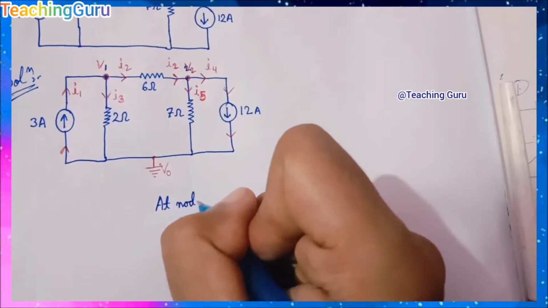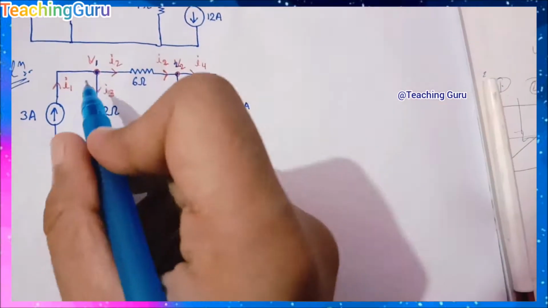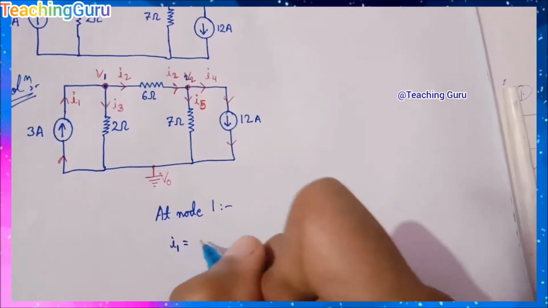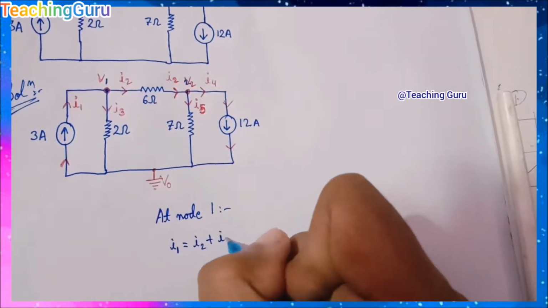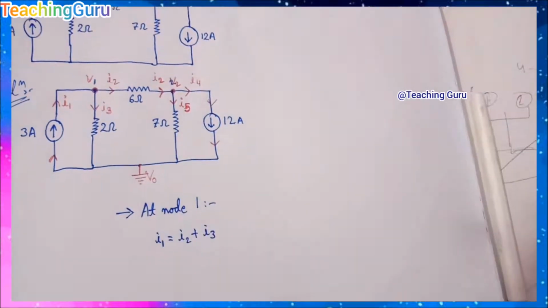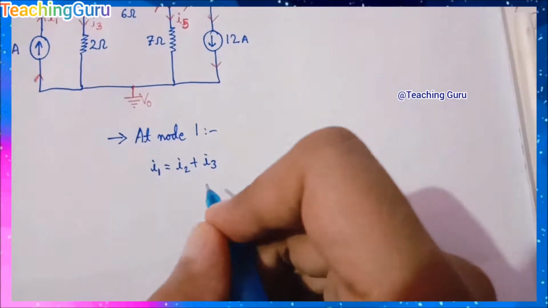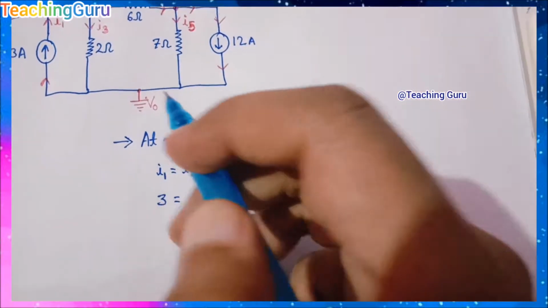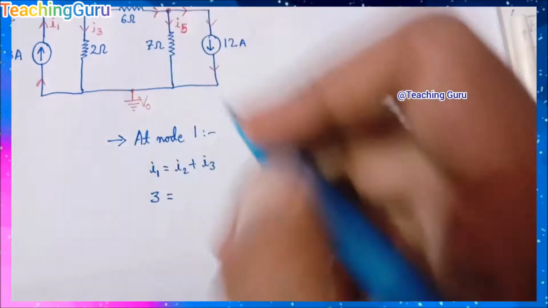Now at node 1, we will see that I1 is equal to I2 plus I3. That's Kirchhoff's current law. Now we will convert it into the voltage form. I1 is equal to 3, you can see it in the diagram.